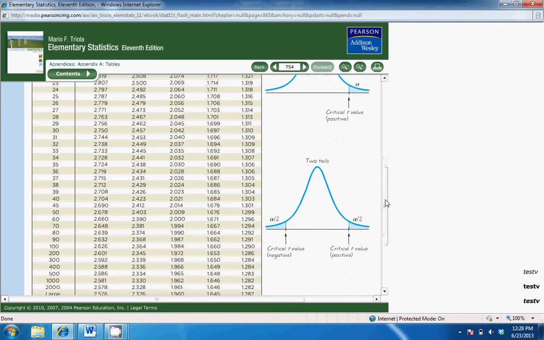So 500 with 0.05 area in both tails is going to be 1.965. Okay, so 1.965 is our value for t.